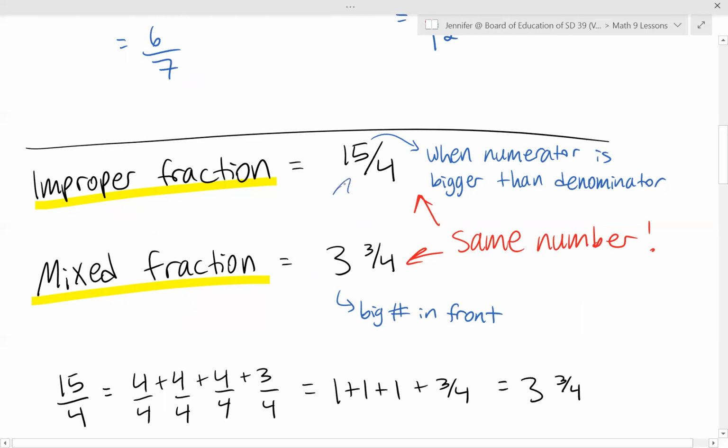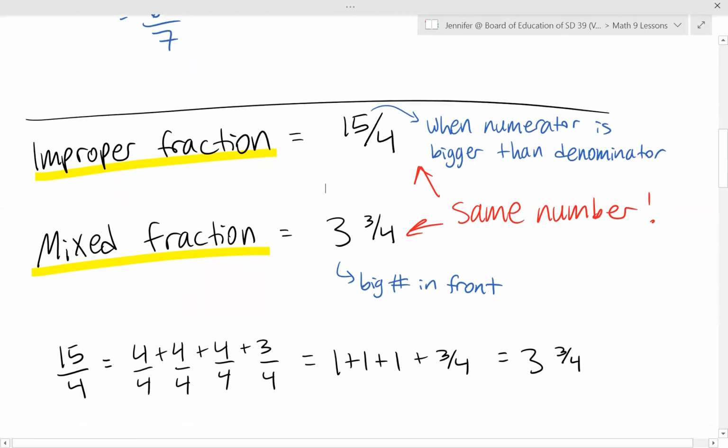I actually tend to use improper fractions more. I don't really like the look of mixed fractions, but you'll see them sometimes, so you need to know how to use them. This is why these are the same. If we start with 15 over 4, this is the same as 4 over 4 plus 4 over 4 plus 4 over 4 plus 3 over 4. The reason that's true is because these all have a common denominator of 4, and if you added all of these numerators up, you would get 15.